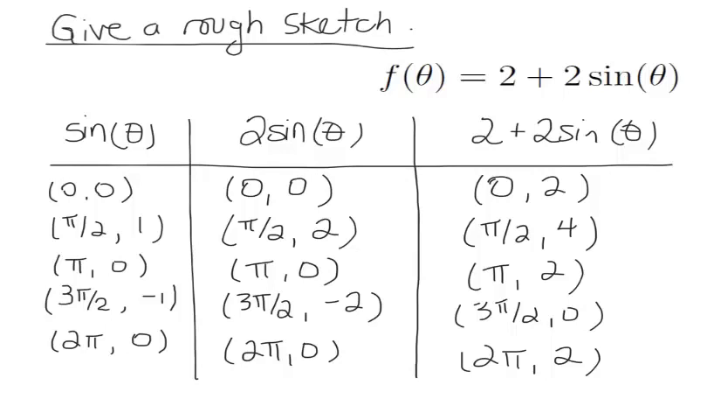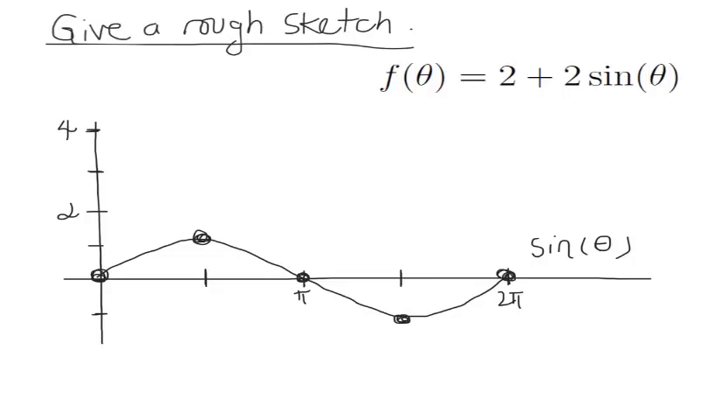So let's go ahead and plot these 5 points that we've come up with to get a rough sketch of our function. So once again, here's a rough sketch of our typical sine function with our 5 standard points. We're going to go ahead and plot those other 5 points, our first one being at (0, 2), which is here. Our second one is at (pi/2, 4), which is up here.